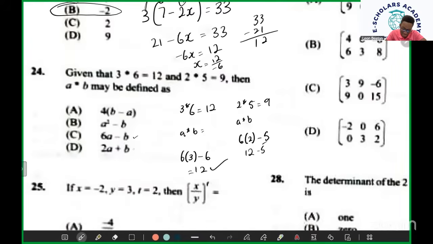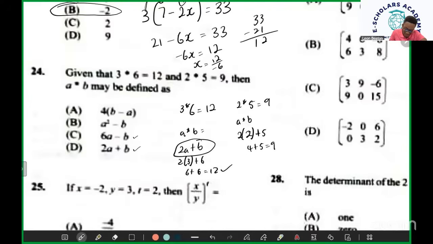We're wrong. So let me try D now. I think D is the answer. 2A plus B. Let's see if that will give us 12. So 2 times 3 plus 6. 2 times 3 is 6. 6 plus 6 is indeed 12. So that checks out. So let's see, 2 times 2 plus 5. 2 times 2 is 4. 4 plus 5 is 9. So indeed, 2A plus B, which is D.